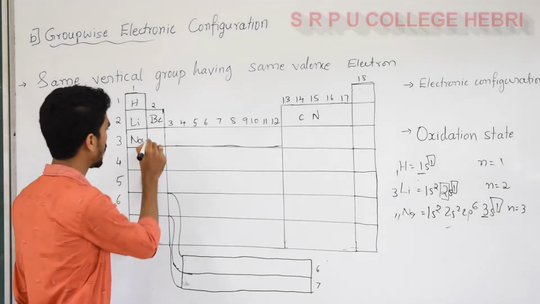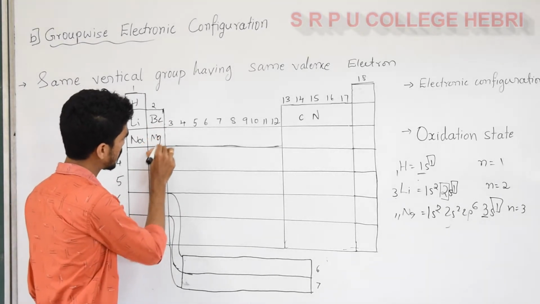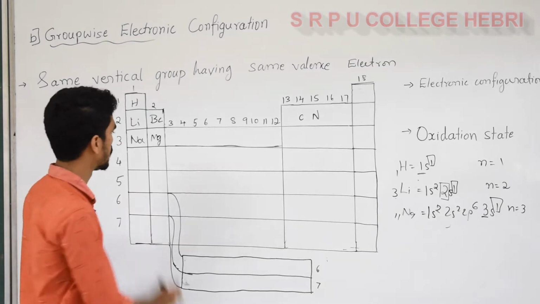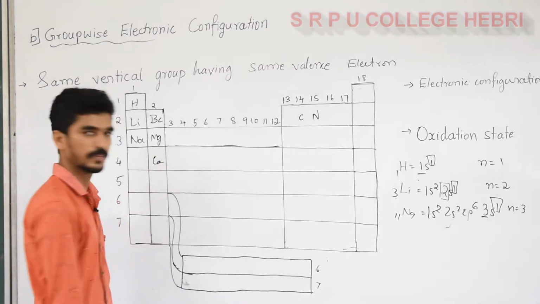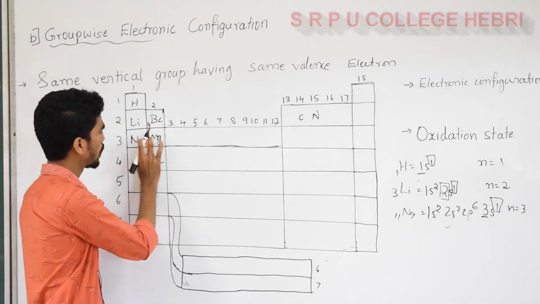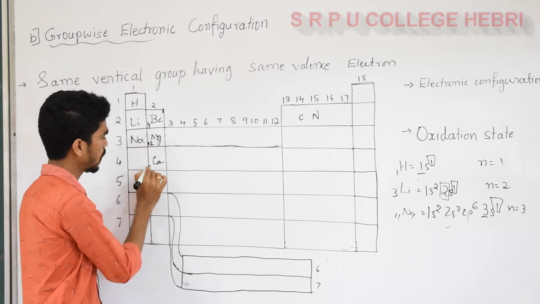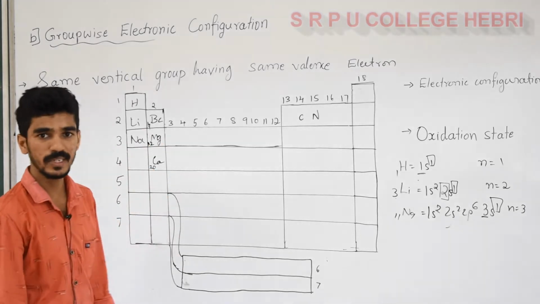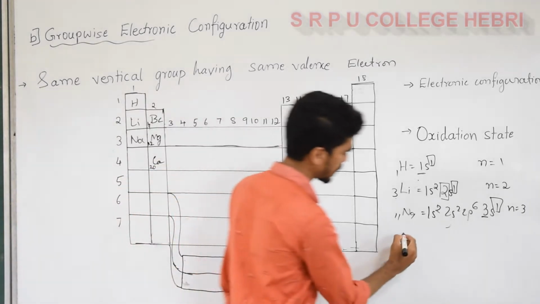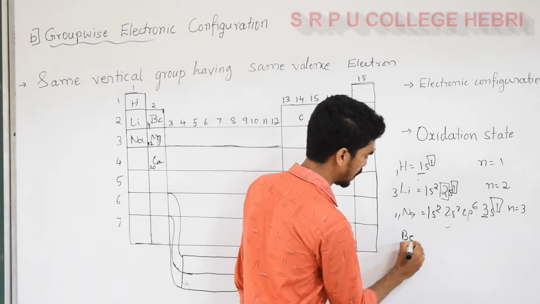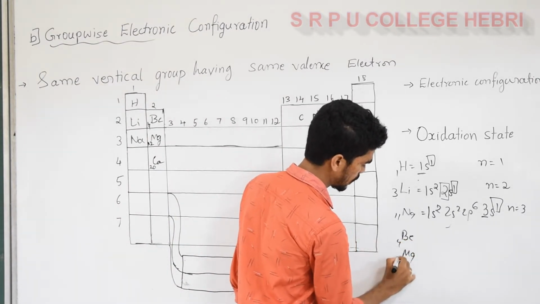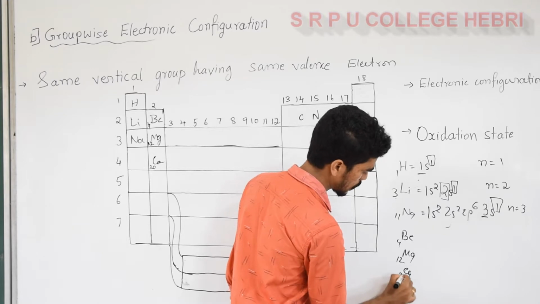Second group: beryllium, magnesium, and one more you can take, calcium. Beryllium is 4, magnesium is 12 and calcium is 20. Now again I'll take an example: beryllium 4, magnesium 12, calcium 20.